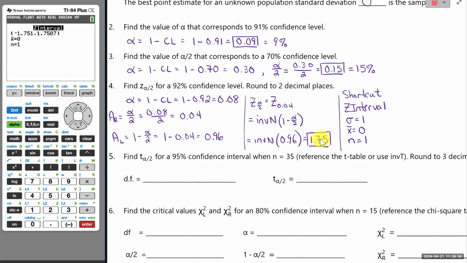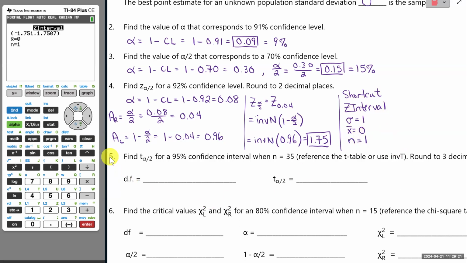All right, the third method would be to refer to a table, and we could look if 92% is available. So I'm going to come over to the T table in a second, and I'll show you that 92% is not a confidence level on that table. So for number 4, you've got 2 choices: inverse norm, 1 minus alpha over 2, or use that shortcut.